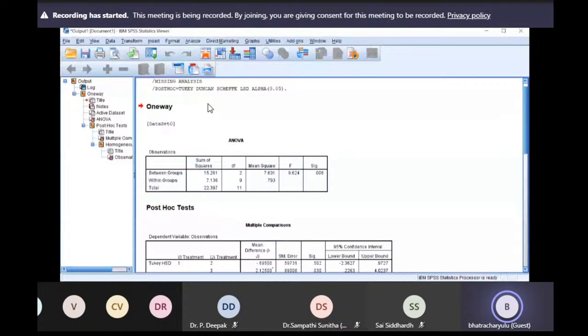So how to enter the data in SPSS? You have to go to the data variable view and create three variables. One is treatment. The second is the replication, because each treatment is applied a number of times. And the third one is the actual responses. Once those are entered, we go for Analyze. In the Analyze button, we select Compare Means.